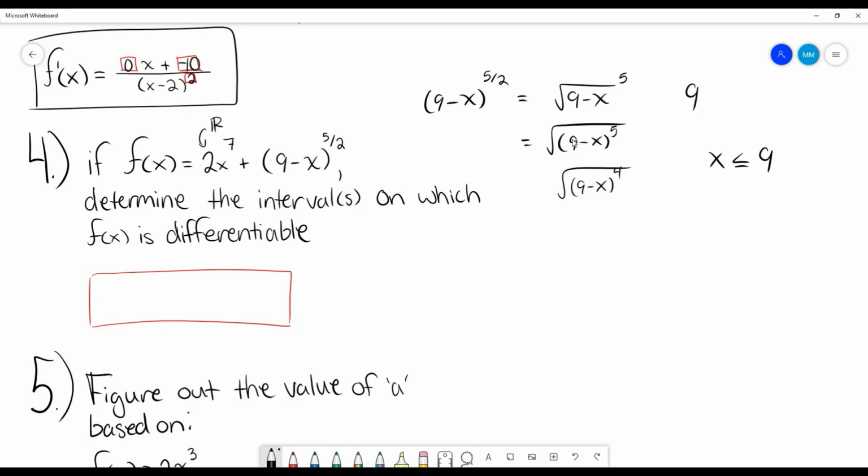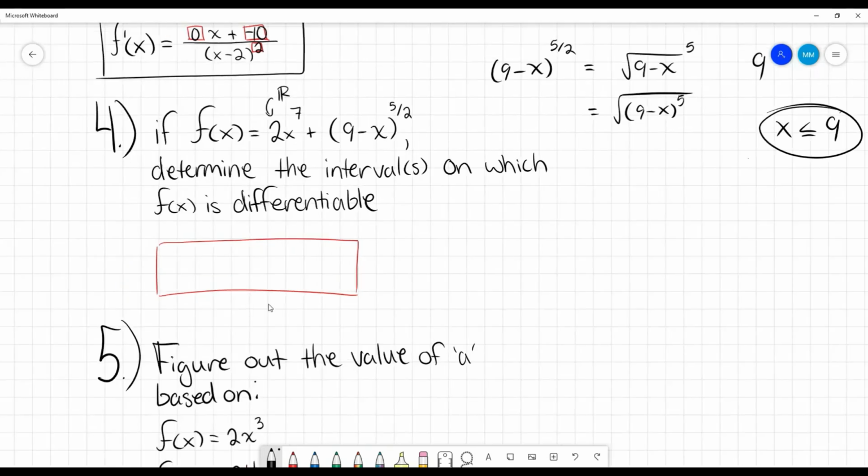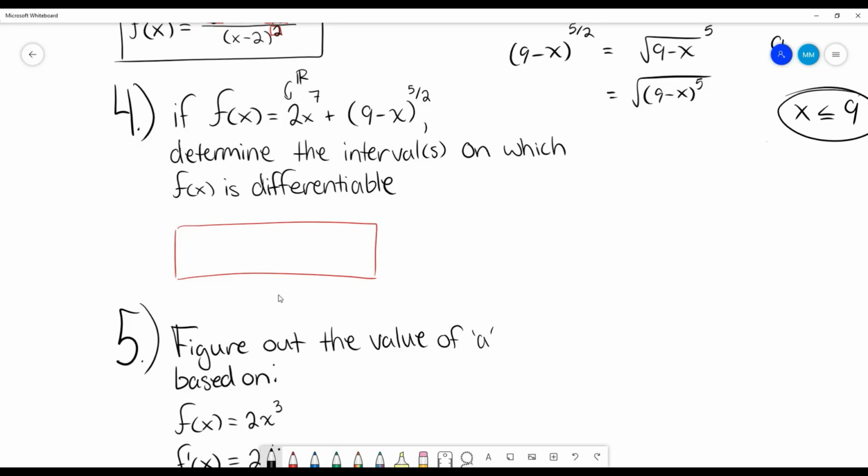Because even if I plugged in a 10 there, that would be a negative 1 to the 4th, which is just 1. So I'd get the square root of 1, which would be valid. But that is not the scenario we have here. So we see that x cannot be greater than 9, but it can be any value less than or equal to 9. So our domain is any x less than or equal to 9, which means that it is differentiable from negative infinity to 9 inclusive.